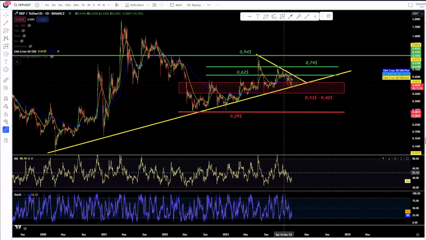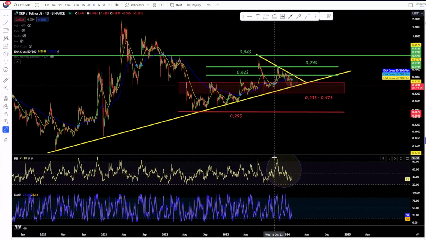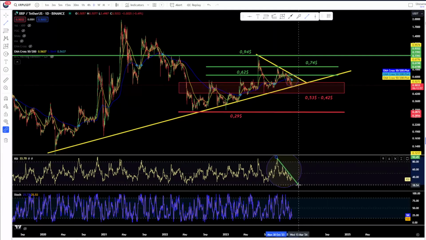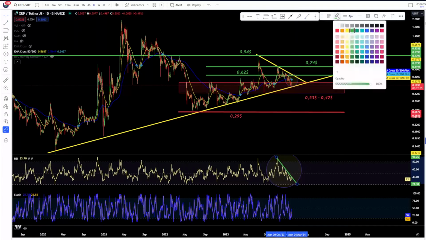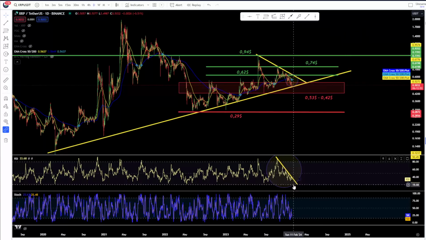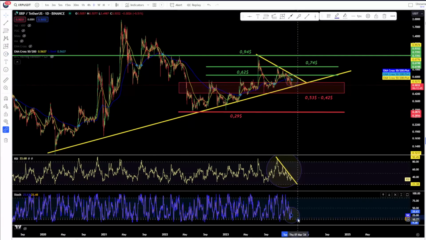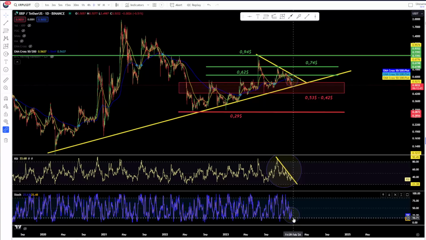Looking at the RSI indicator, we can see a strong downward trend and a renewed fight against the trend line, under which there is still room for a price drop. However, on the stochastic indicator, we are moving at the lower limit, which, despite a possible decline, may result in a change in the trend in the coming weeks.